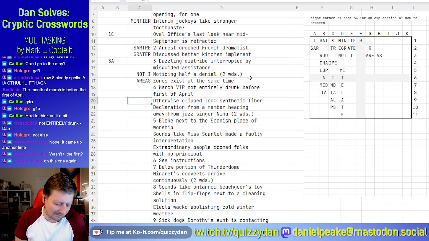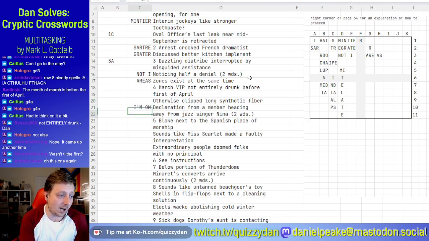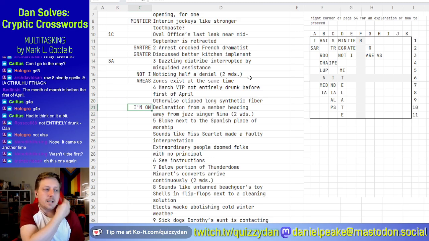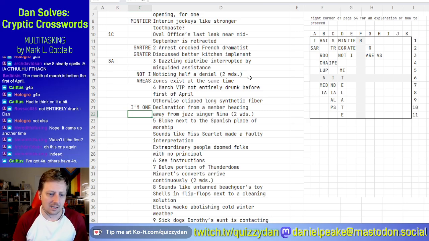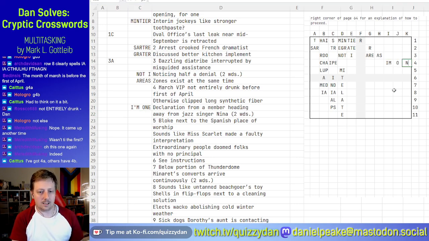I'm going to come back to this one because I can get this next one, and I'm just going to go straight for it. Declaration from a member heading away from jazz singer Nina. So that's Simone. Nina Simone. I'm one. Declaration from a member, because it's just the heading that goes away, not the last letter as well. So it's Nina Simone. Take off the first letter. We get I'm one. So I-M-O-N-E.